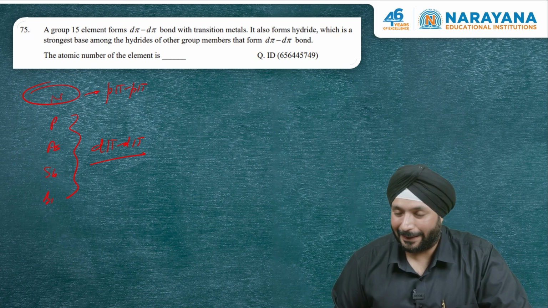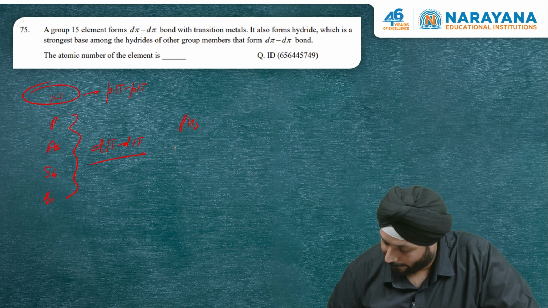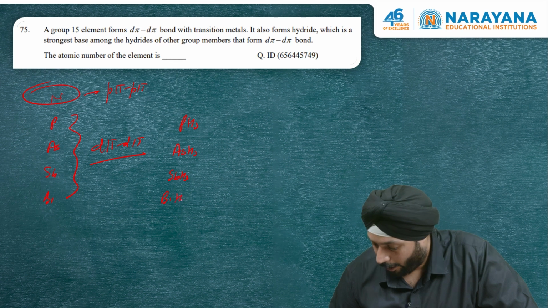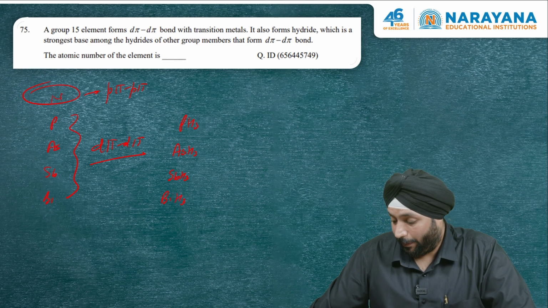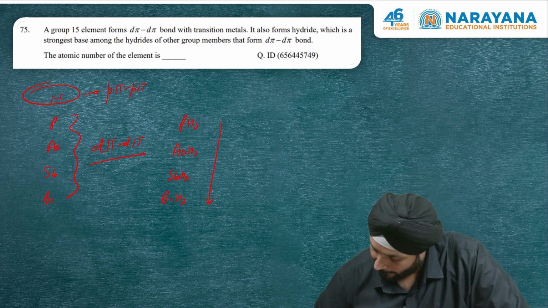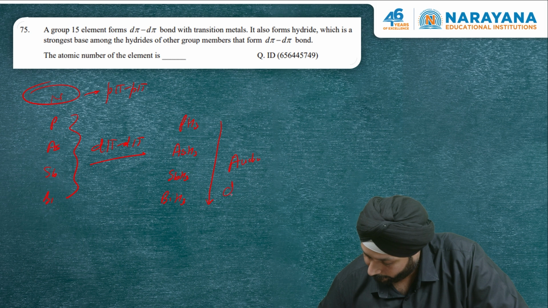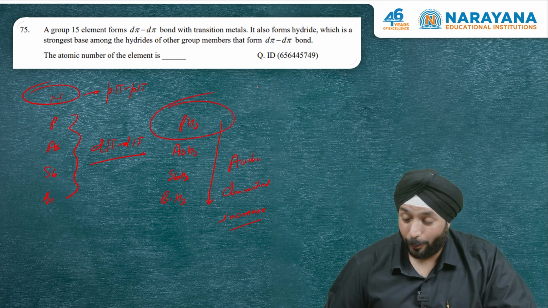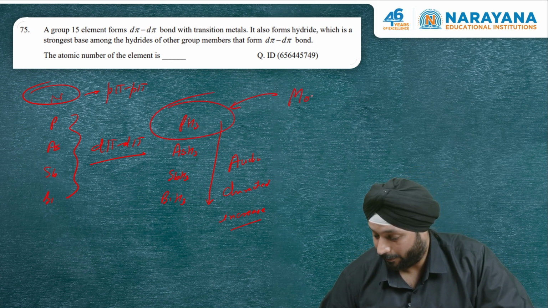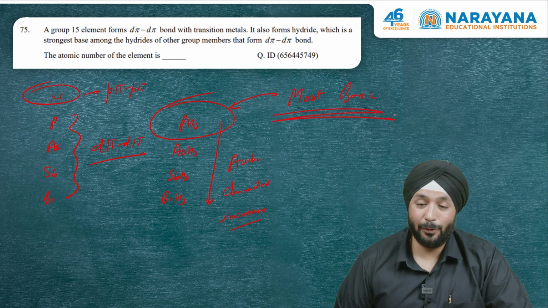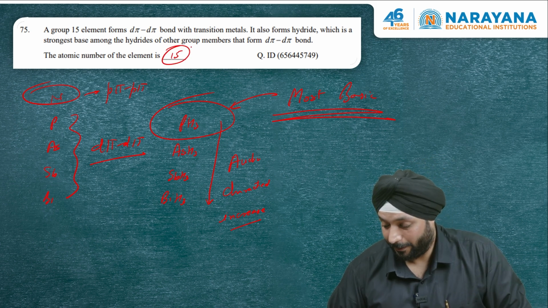Obviously, on going down the group, acidic character of hydrides increases. So if I am talking about phosphine, arsine, stibine, bismuthine, or phosphane, arsane, stibane and bismuthane, that is analogous to alkane. So on going down the group, acidic character increases. Hence, phosphine is supposed to be the most basic of all. The answer, the atomic number of the element which you want is 15, phosphorus.